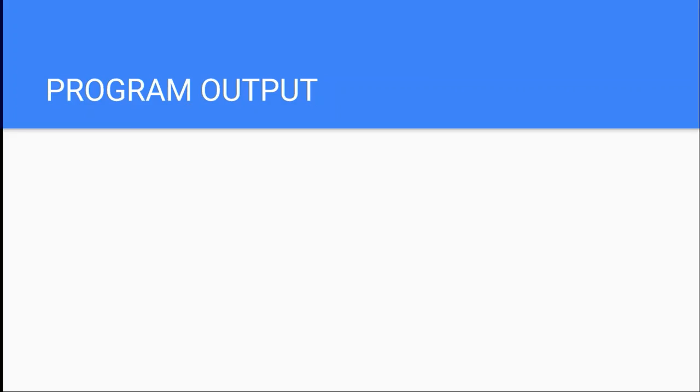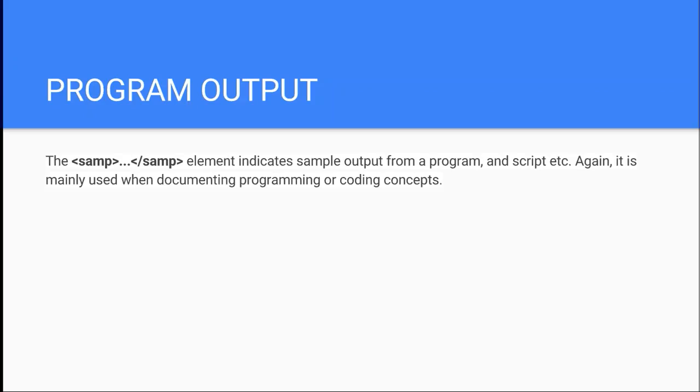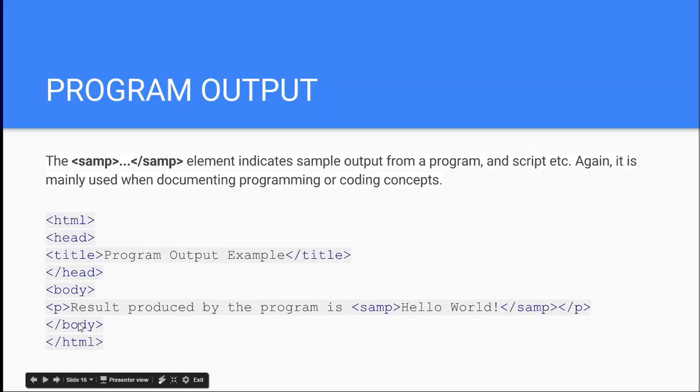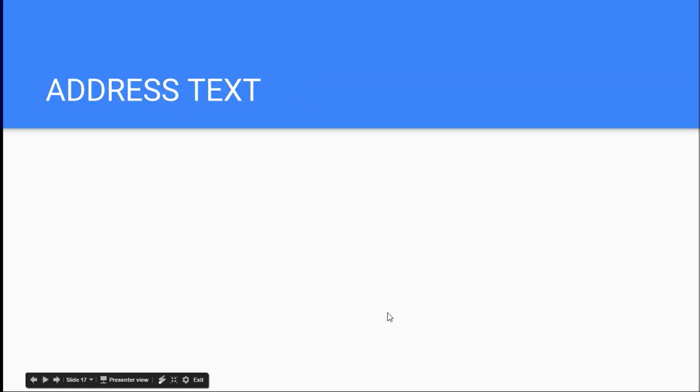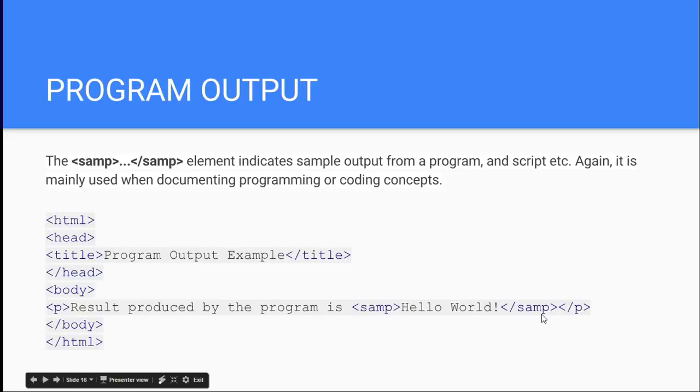And the next one is program output, the SAMP and /SAMP element. Sorry, SAMP and /SAMP element indicates the sample output from a program and script, etc. Again, it is mainly used when documenting programming or coding concepts. So let's see the example here. Here, the result produced by the program is SAMP, hello world, /SAMP. Let us try this.